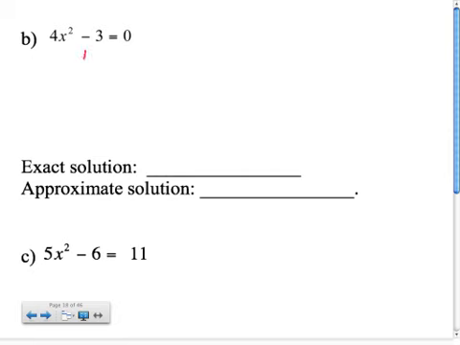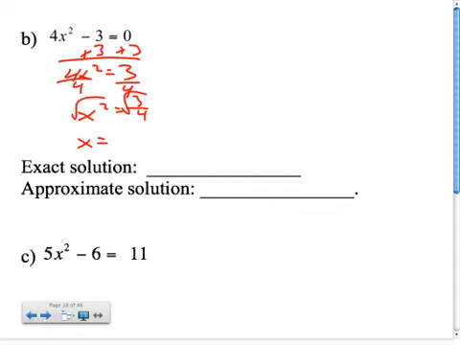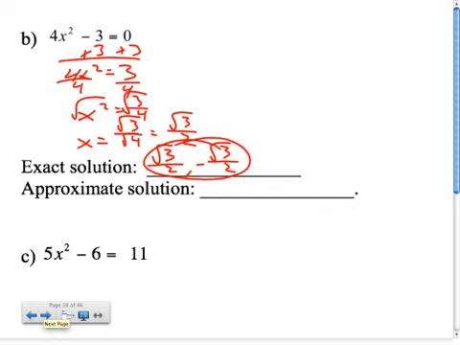So add 3. So I end up at 4x squared equals 3. Divide by 4. x squared equals 3/4. And so I take the square root of both sides. So x equals the square root of 3 over the square root of 4. I know the square root of 4, so that's square root of 3 over 2. And again, I can't just take positive. I also have to take negative. So I have square root of 3 over 2 and negative square root of 3 over 2 as my exact solutions. Plug those into your calculator, and you'll get your decimal approximations.